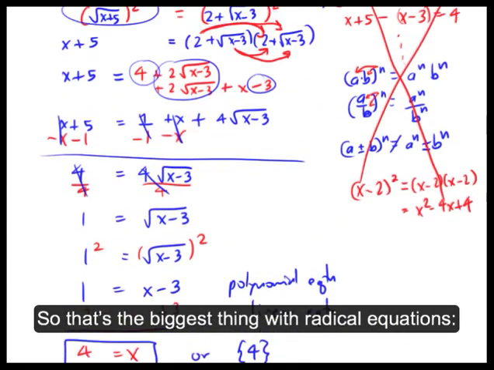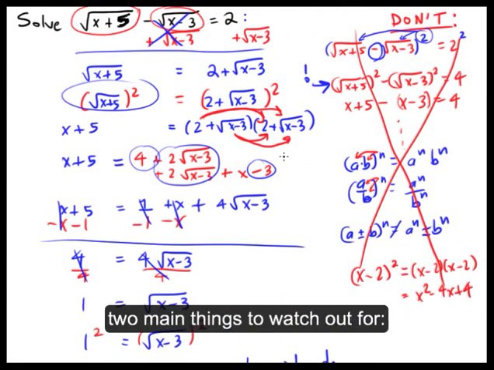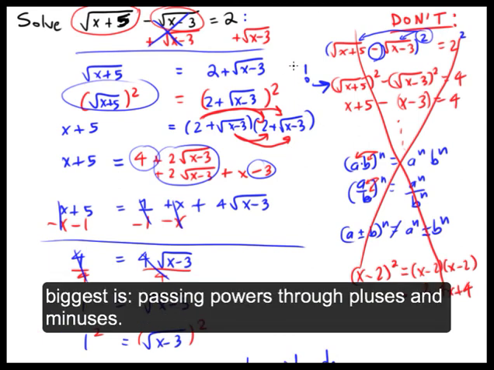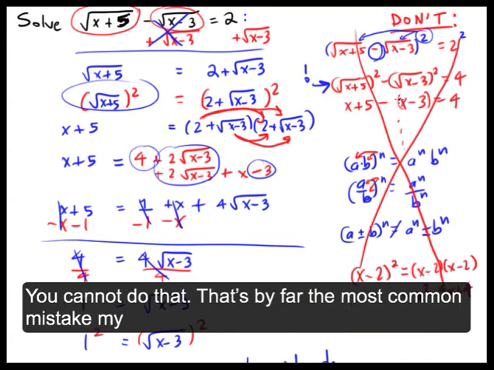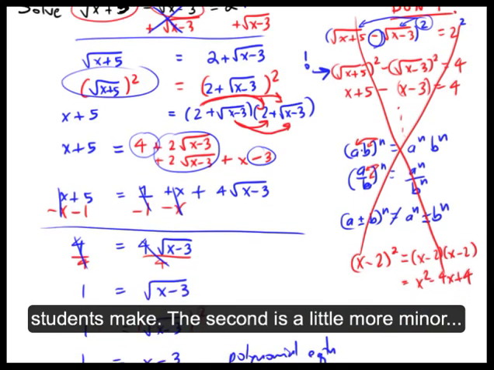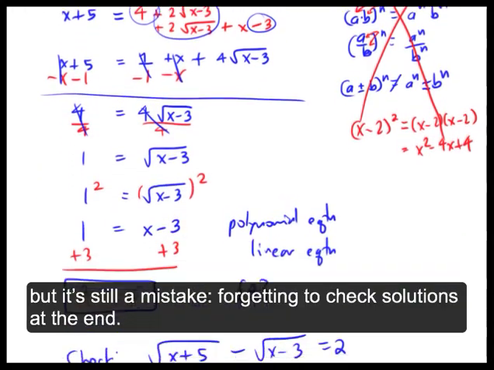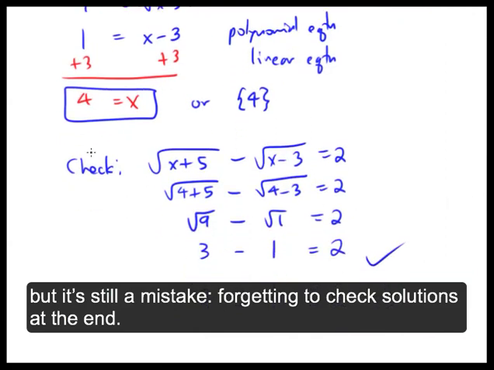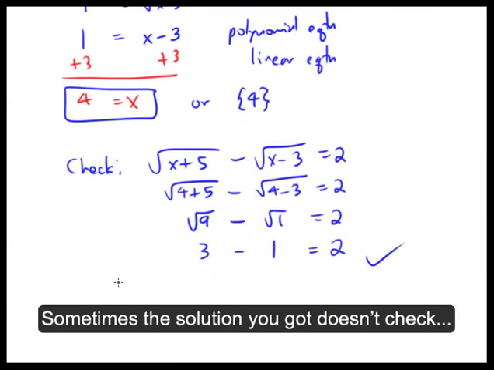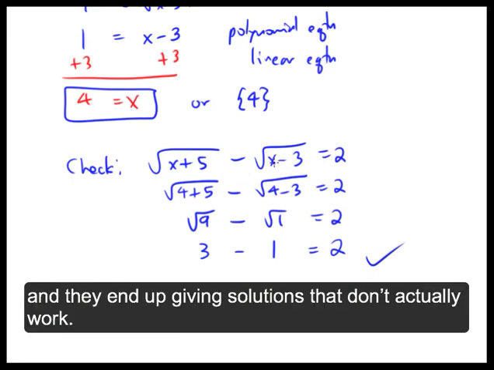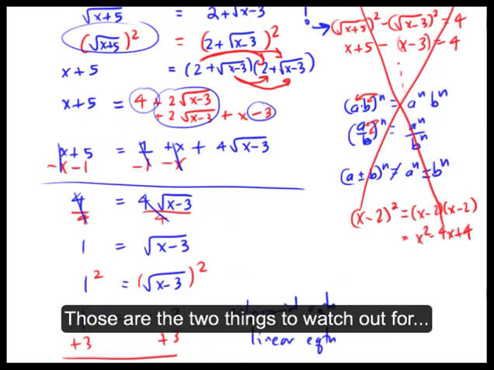Okay, so that's the biggest thing with radical equations or root equations. There's two main things to watch out for. The biggest one is passing powers through pluses and minuses. You cannot do that. That is by far the most common mistake that my students make. And then the second one, it's a little bit more minor, but it's still a mistake. A lot of times people forget to check the solutions at the end. And sometimes the solution that you got doesn't check, and they end up giving solutions that don't actually work. So those are the two things to watch out for in these kinds of problems.